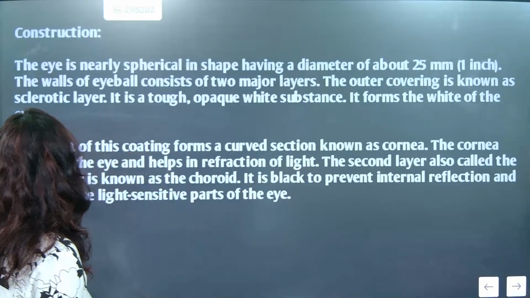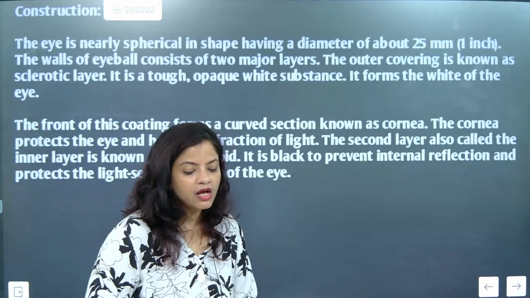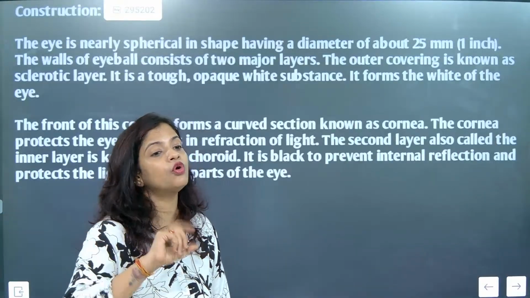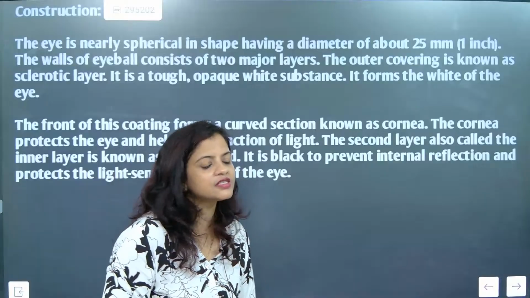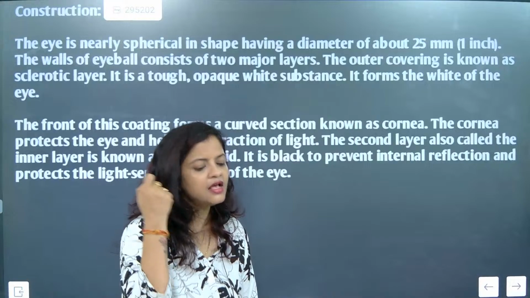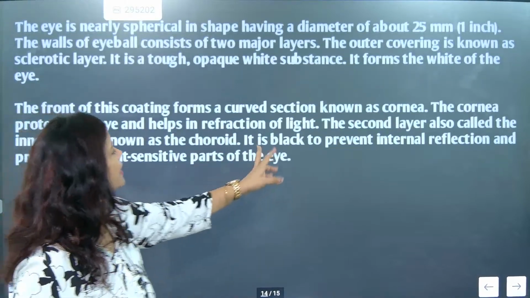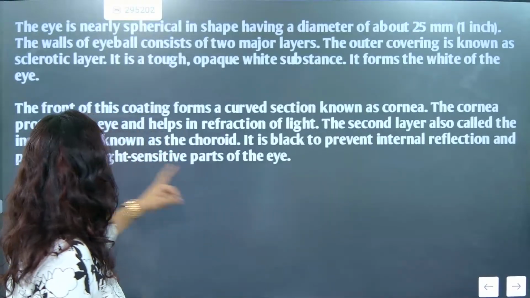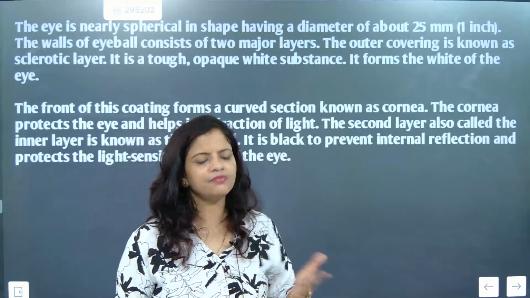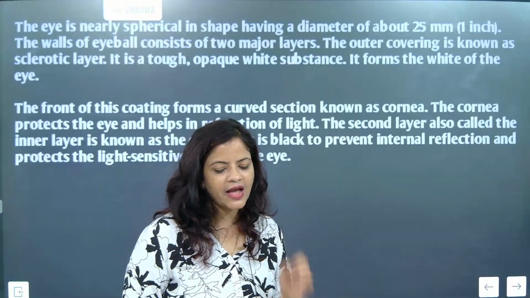The second layer, also called the inner layer, is the choroid. Already we discussed. A black color membrane is present. What will it be doing? It will not allow internal reflections. We discussed it thoroughly. It is black to prevent internal reflection and protect the light sensitive part of the eye. Multiple reflections inside, is that good for the eye? No, it is not good for the eye. So it prevents internal reflection. Absolutely correct, beta.